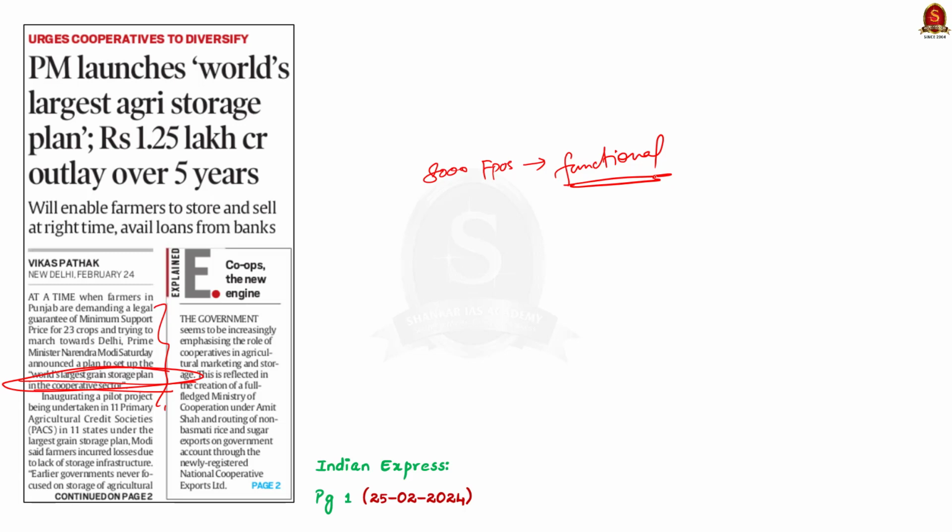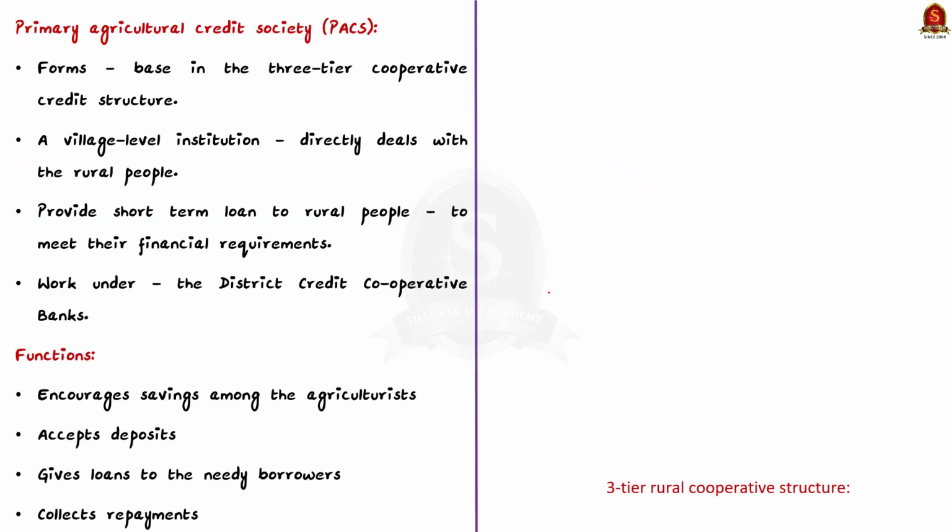In this context, let us learn a few facts about Primary Agricultural Credit Societies or PACS, and then we shall also discuss Farmer Producer Organizations or FPOs. Now getting to the discussion. Firstly, let us see about PACS. See, PACS forms the base in the three-tier cooperative credit structure. It is a village-level institution which directly deals with the rural people. Know that they work on the basis of cooperative principles. That is, the customers of a cooperative bank are also its owners.